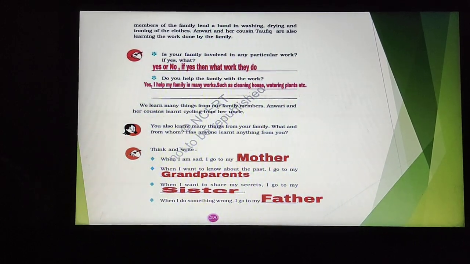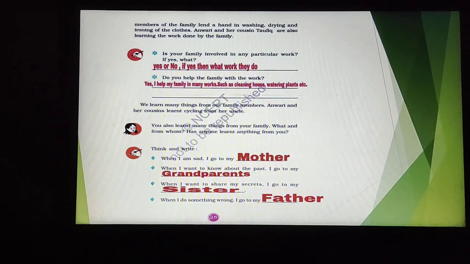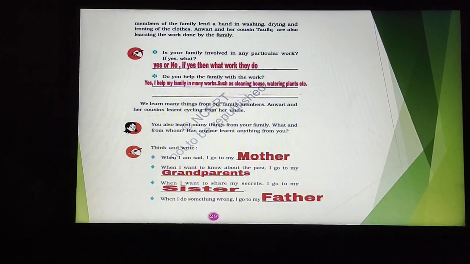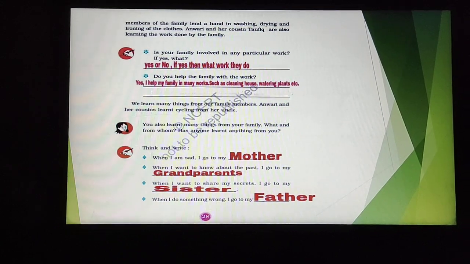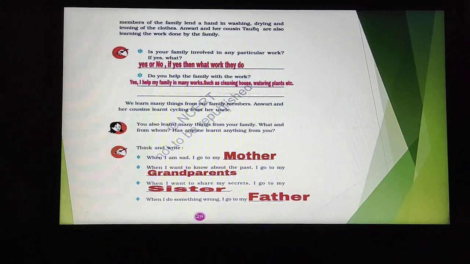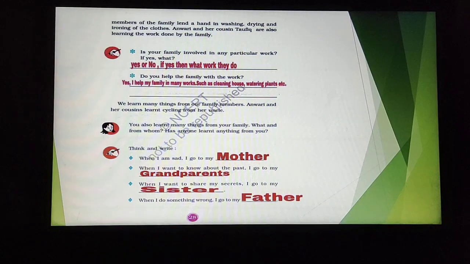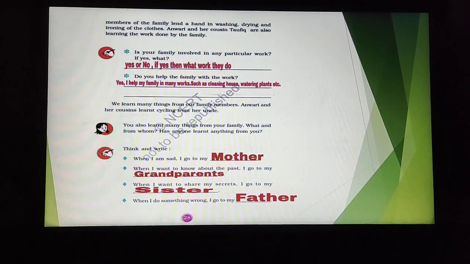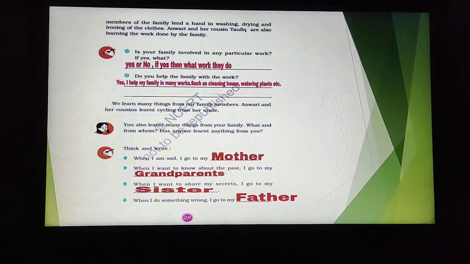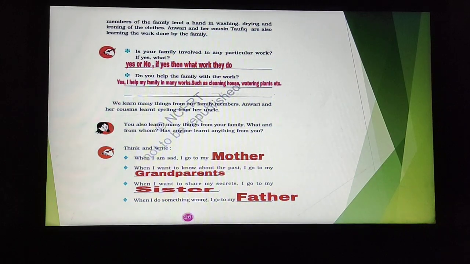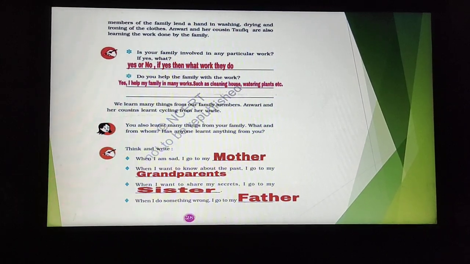Do you help the family with the work? Students, do you help your mother in the work? Yes, I help my family in many works, such as cleaning home, watering plants, etc. Sometimes if guests come to our house, we help our mother, right students? With decorating the dinner table, right? Now see what is next.